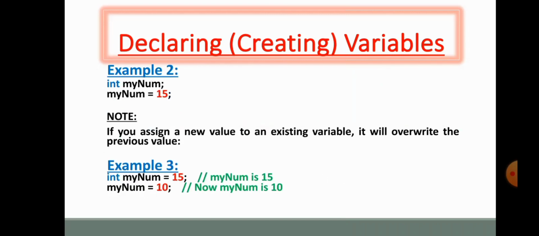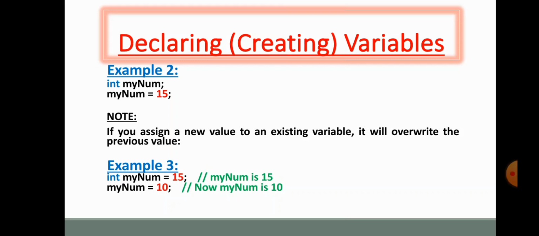Example number 2. int mynum; terminator, and on the next line mynum = 15. Kindly note it down, if you assign a new value to an existing variable, it will override the previous one.